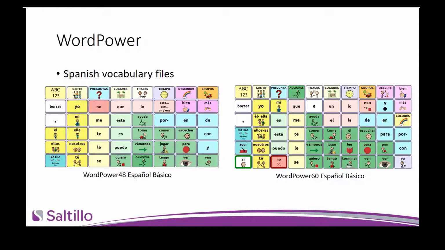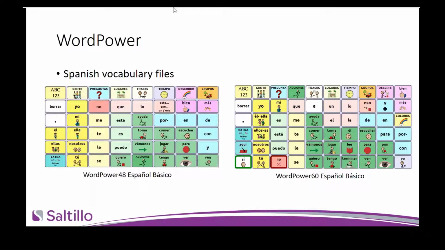Now, WordPower does come in a variety of Spanish files, so if you have somebody that wants to exclusively use our Spanish files and take advantage of core vocabulary, Spanish WordPower can be a great fit. In addition, if you have somebody who's bilingual and wants to switch between the different languages, you can set up WordPower to mirror those languages. One vocab set would be in English and one would be in Spanish.